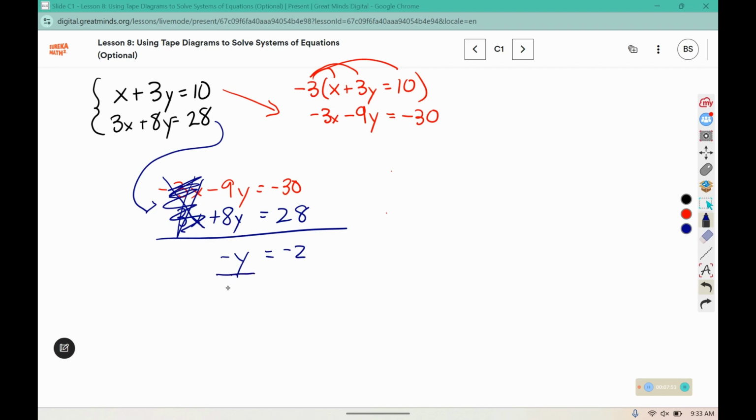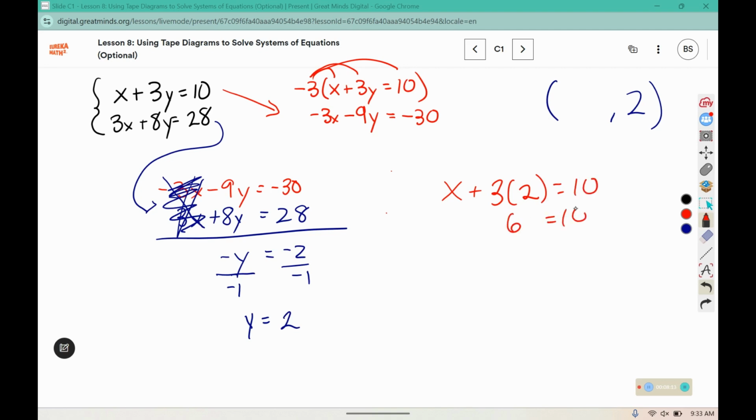Now to finish solving it, I divide by negative 1 on both sides, and I get y equals 2. Now we still need to replace that 2 into one of these original equations. So I have x plus 3 times 2 equals 10. 3 times 2 is 6. Subtract 6 from both sides, and we get x equals 4.